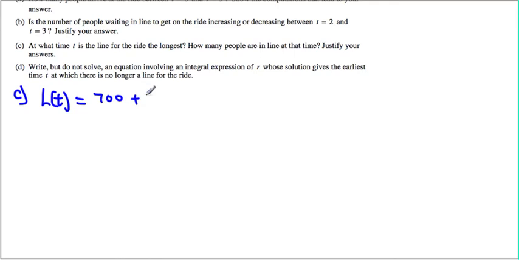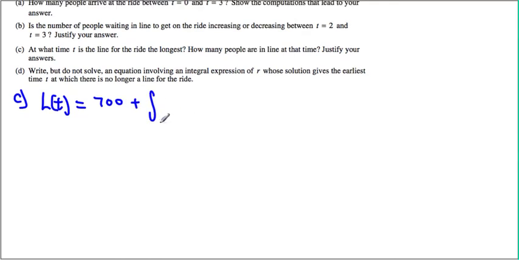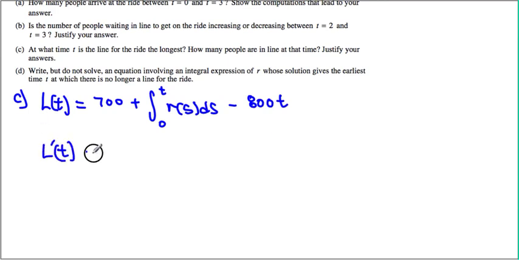Plus the integral from 0 to the particular time t of the function r, where I'm just changing the variable to r of s. This is the amount of people who will be coming in, with the initial amount of people being 700. But since only 800 people will be removed per hour, L prime of t simply becomes r of t minus 800.